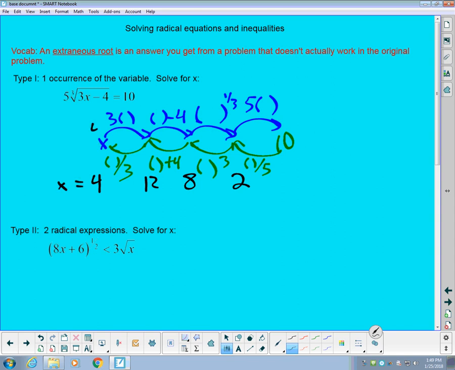If I started with a 4 here and traced it back, 4 times 3 is 12. 12 minus 4 is 8. The cube root of 8 is 2. 2 times 5 is 10. So that answer checks out. The first one is x equals 4.